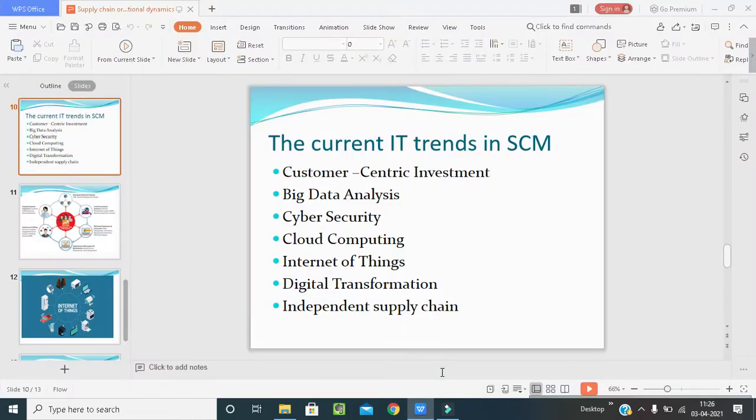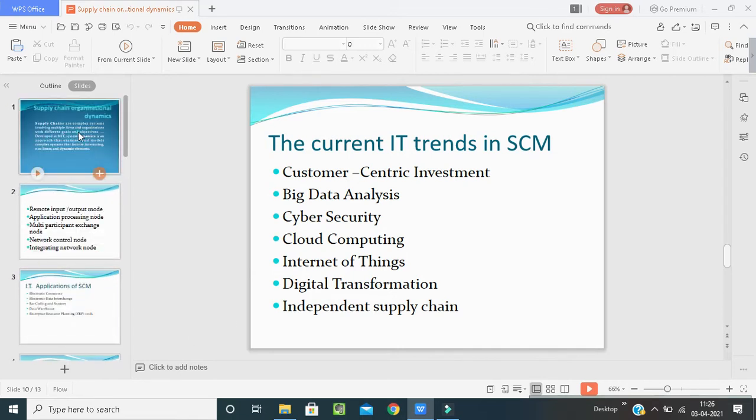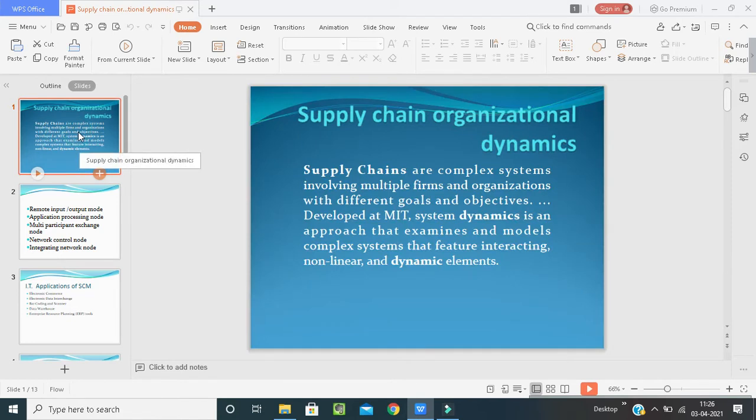Today we are going to start with the topic of current IT trends in supply chain management. Next is the role of supply chain IT in supply chain management. Now, first we are going to learn about the dynamics, that means supply chain organizational dynamics. First, we will come to know what it means.